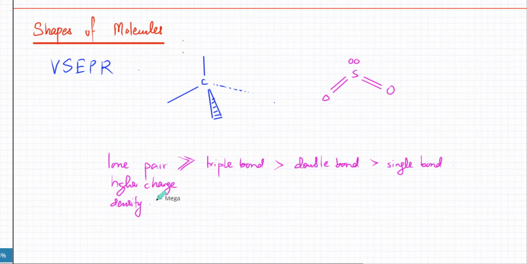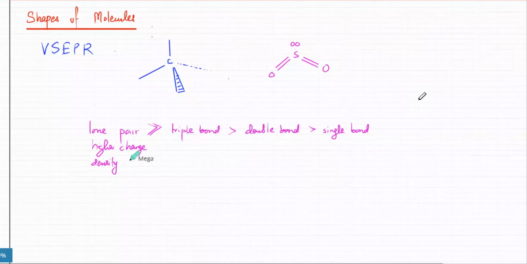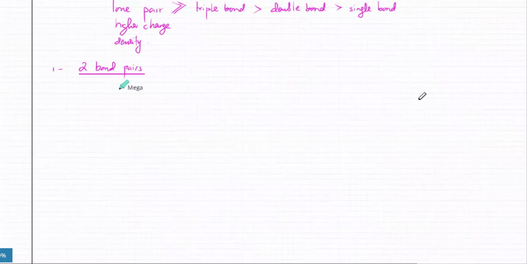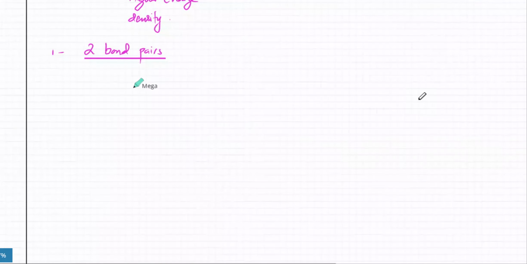Now the basic idea is the bonds and the lone pairs are all repelling each other, so they're going to be as far away from each other as possible in the three-dimensional shape. I'm going to start with the first case: a molecule with 2 bond pairs, just 2, and no lone pairs. The simplest molecule I can think of is BeCl2.